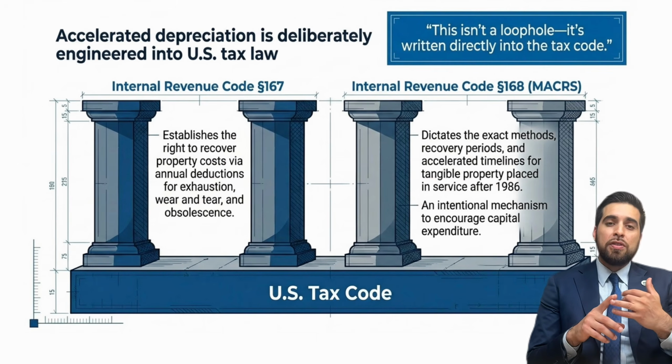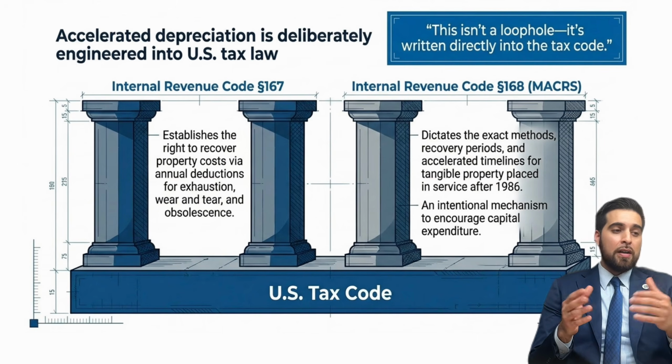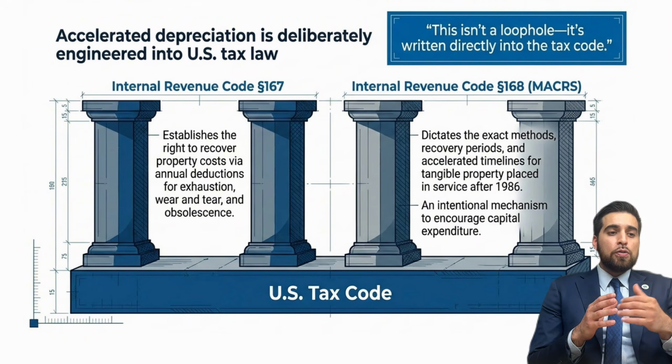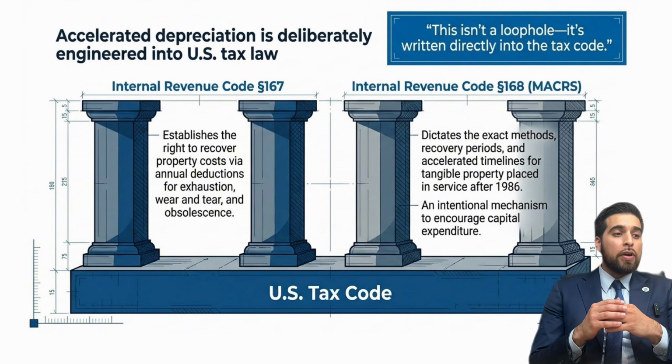It's 167 and 168. What is 167, you may ask? This establishes the federal tax guidelines governing the depreciation deduction. It also allows taxpayers to recover the cost of certain property used in business or for income production through annual deductions reflecting exhaustion, wear and tear, and obsolescence. 168 establishes the accelerated cost recovery system and a modified accelerated cost recovery system used to calculate depreciation deductions for tangible property under the U.S.